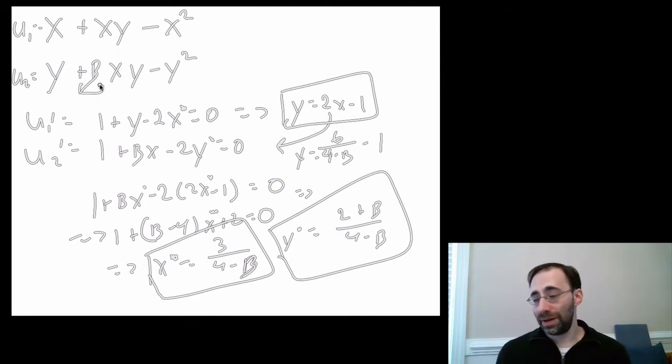Well, you can actually see what's happening pretty easily. If beta is 1, then x equals 1 and y equals 1. They both contribute 1. They both get identical benefit for cooperation, and therefore they both contribute the same amount in equilibrium. Not surprising because they have the same utility functions, basically. What if beta is less than 1?